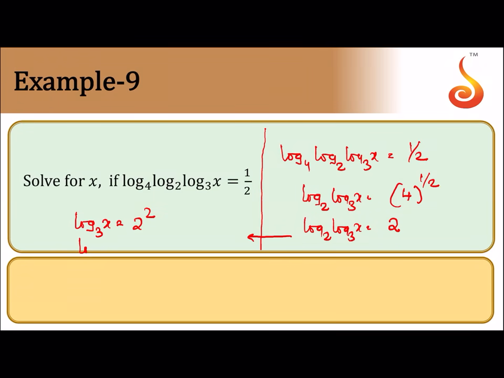Again, I am doing here log base 3x equal to 2 to the power 2. So you get from this log base 3x equal to 4, or x equal to 3 to the power 4. 3 to the power 4 will give you how much? 81. The basic definition of a logarithm. What formula did we apply? Log base a x equal to t, then x equal to a to the power t. The basic definition we used.